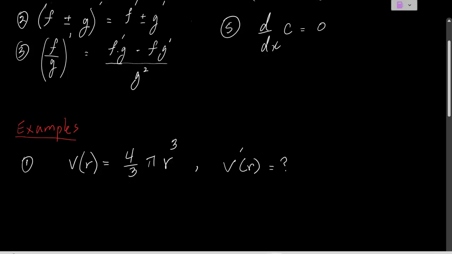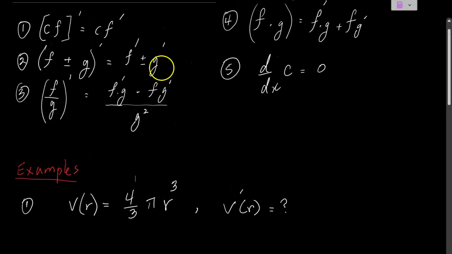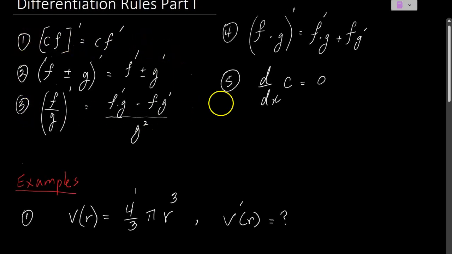So first example, here is the volume example we have. The function V(r) is 4/3 pi times r cubed. We want to find the first derivative of this volume function, and we're going to use the typical differentiation rule, and number 1 is going to be the first one that we're going to use. Now notice that I've got 5 rules written up here for us to remember. You don't need to memorize them, but you do need to know how to use them. Okay, that's what we're going to do.